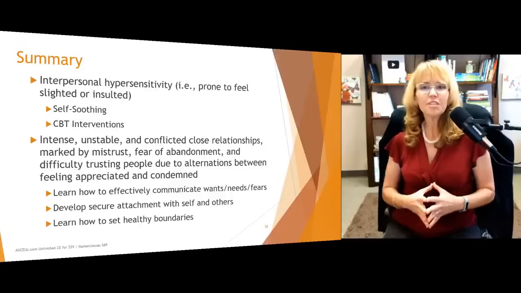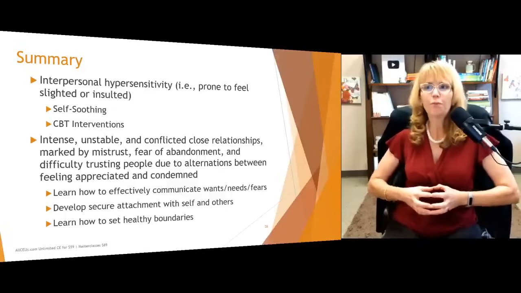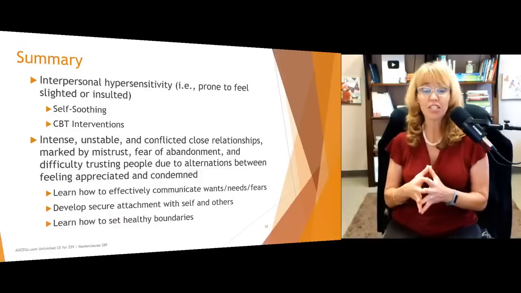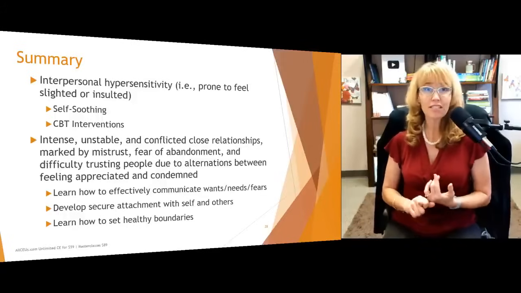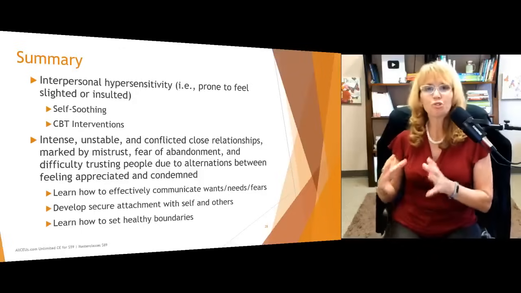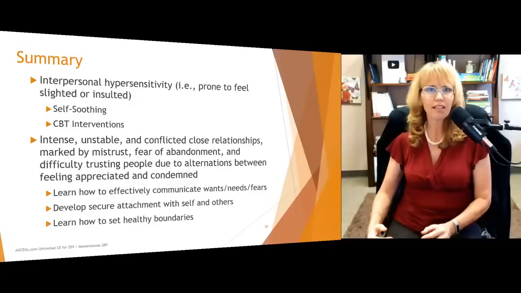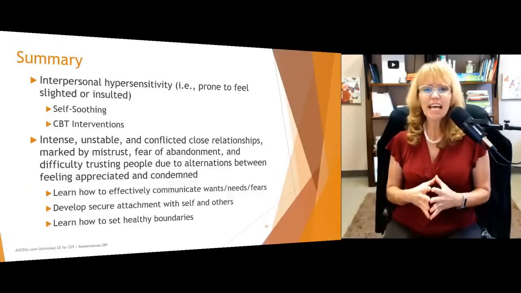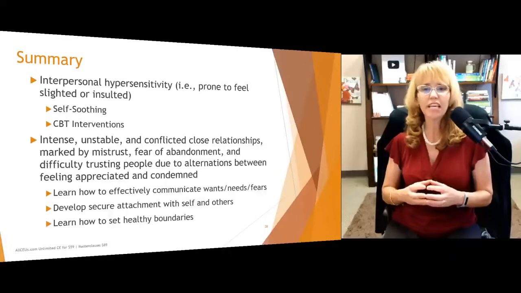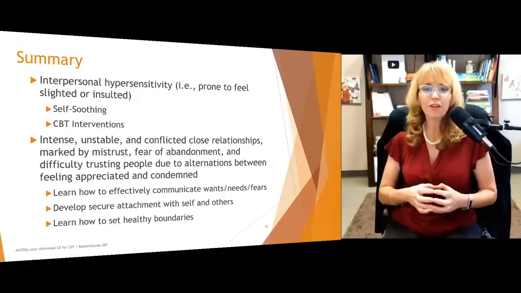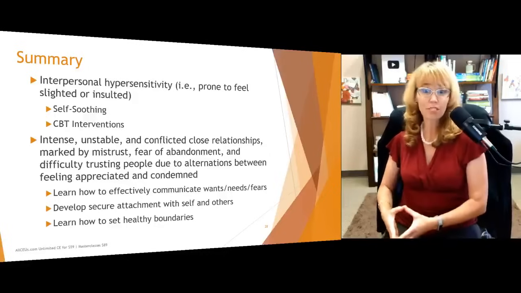We want to help them address interpersonal hypersensitivity, where they're prone to feel slighted or insulted. They're hypervigilant to rejection, by helping them learn self-soothing skills and cognitive behavioral interventions to address their cognitive distortions, their all or nothing thinking, mind reading, and personalization. And finally, intense, unstable, and conflicted close relationships that are marked by mistrust, fear of abandonment, and difficulty trusting people due to alternations between feeling appreciated and condemned.